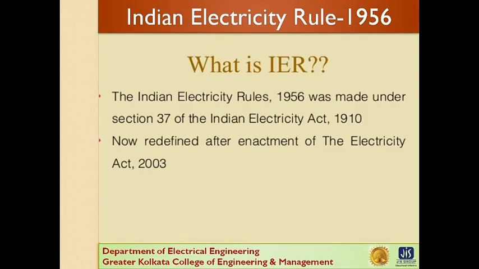So first start with Indian Electricity Rule 1956 from Module 1. What is Indian Electricity Rule? The Indian Electricity Rules 1956 was made under Section 37 of the Indian Electricity Act 1910. Now redefined after an enactment of the Electricity Act 2003.